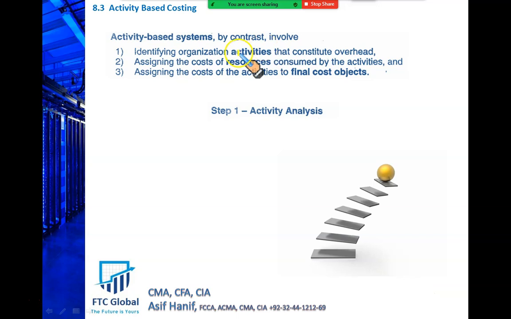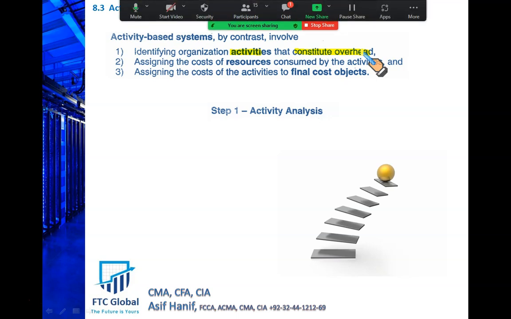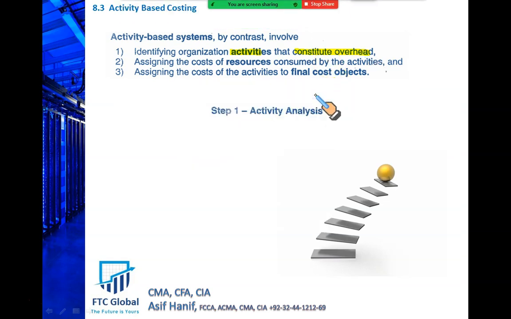Under activity-based costing, we first identify activities that constitute overhead. What are the activities? What are the different domains in our production system that actually cause cost? What are the main causes of costs? Moves, material, machining hours, labor hours, different activities: drill press activity, cutting, stitching, finishing. We have different activities, and we will identify what are those activities that constitute overheads.